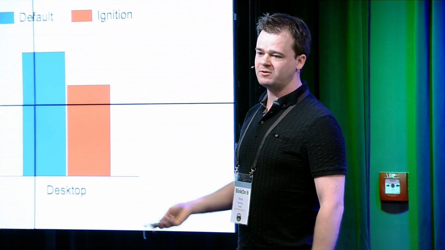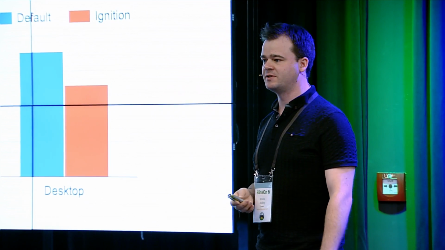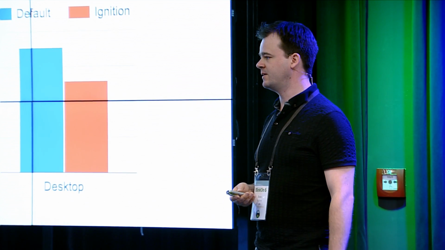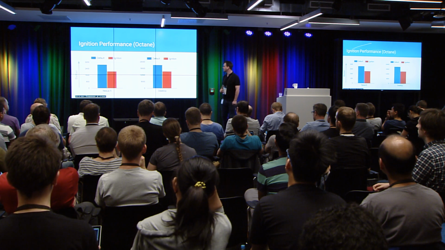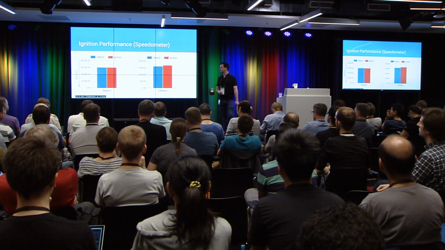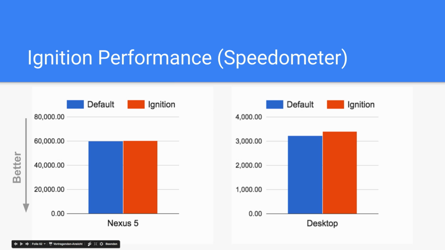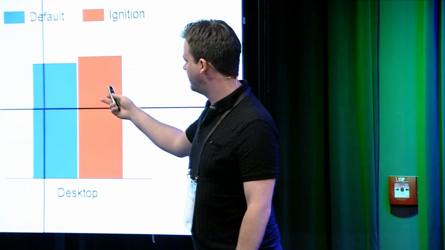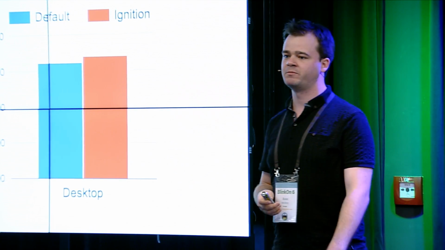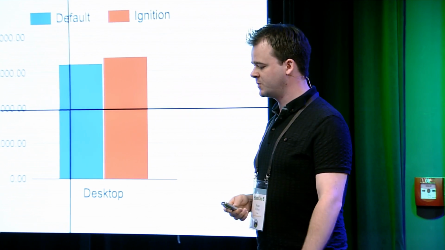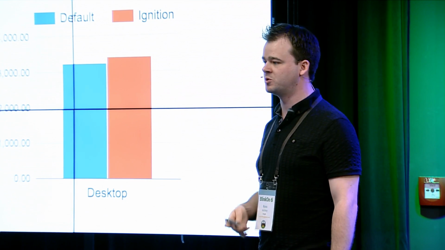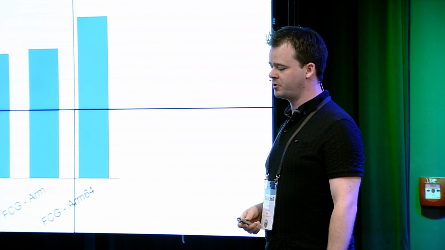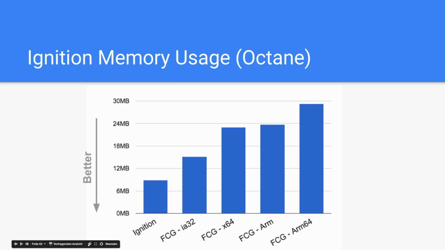But of course, this is Octane. Octane is not a particularly representative benchmark for websites, and Toon's going to give a talk about that later. But a slightly better benchmark for web workloads is Speedometer. Here, better is down. It's in milliseconds, and you can see we're much, much closer. So on desktop, we're within about 5% of the score, and on a Nexus 5, it's within the noise. It's within 1 or 2%. So we're reasonably happy with the performance on real-world web pages, and we're still going to do more work on that. But the real benefit comes from memory usage.